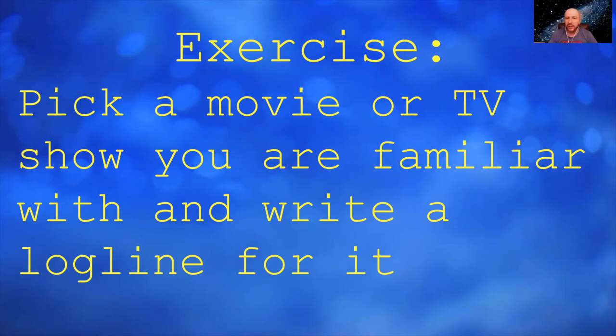Take any project out there that already exists and just practice logline writing.